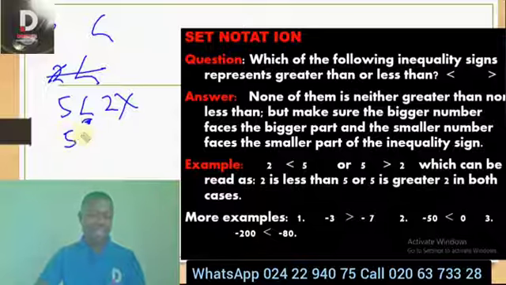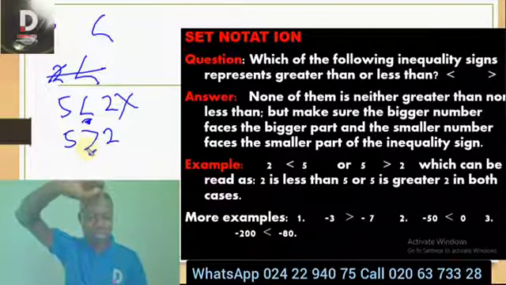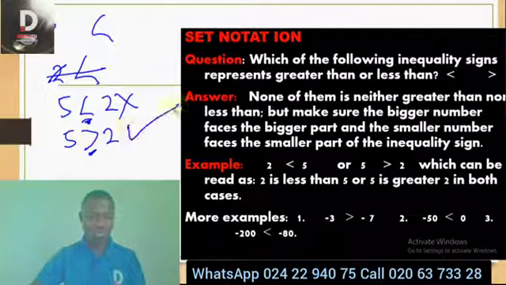But if I write it this way, I can say 5 is greater than 2. Because we call this one greater than, the one facing right. When you use your right hand, you call this one greater than. And it is true. Good. Let's pick another one.